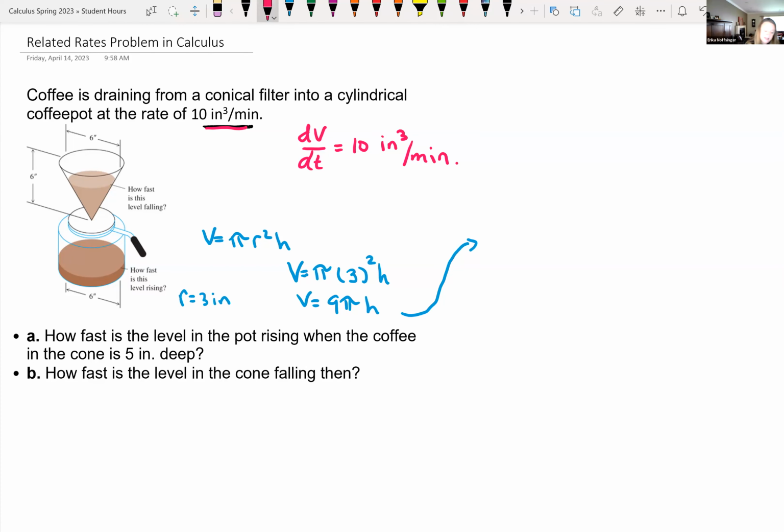Because it's an equation, I can take the derivative with respect to time of both sides. Remember, our volume is changing with time. If it helps, you can put V(t) is equal to 9 pi times our height, which is also changing with time, so it's a function of t, h(t). If I take the derivative of one side, I have to take it of the other side.